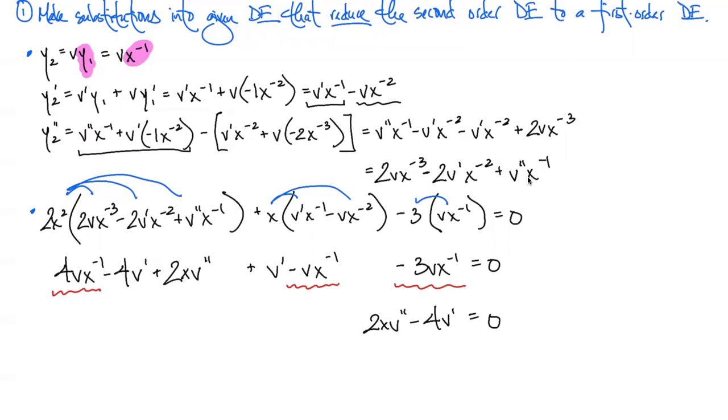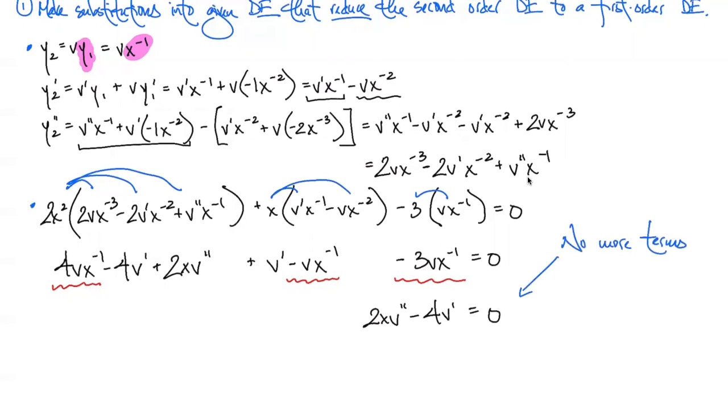Okay. So how do you know if you've done this substitution correctly? No more terms with v in them. So when you get to this very last line, it's okay to have a v prime. It's okay to have a v double prime. You should not have any more v's.